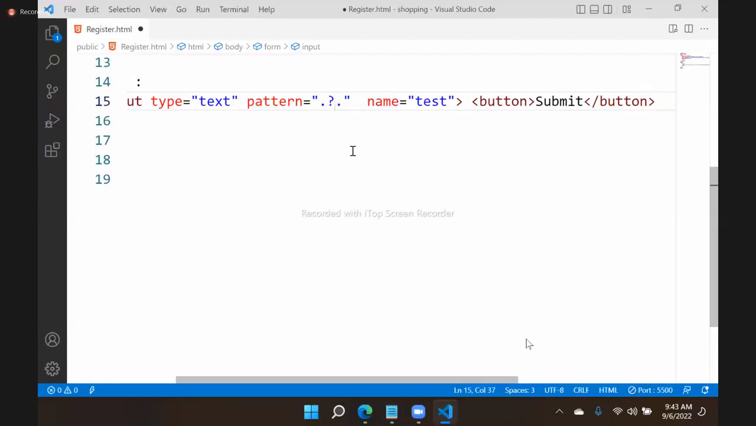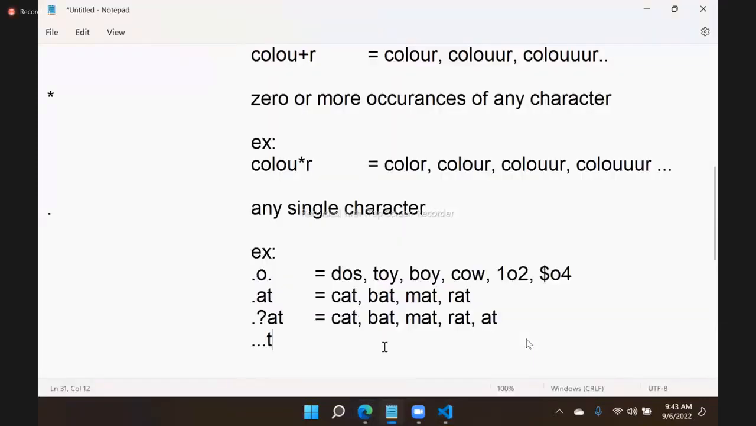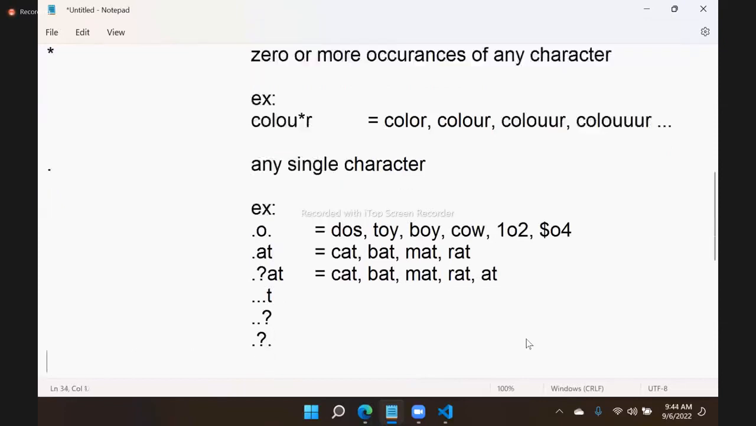So it's not that you have to write the characters only. You can write dot dot question mark like this. You can write dot question mark dot like this, your wish. You can have a combination of characters. That is actually dot. Dot means any single character. Any single character is defined with dot.